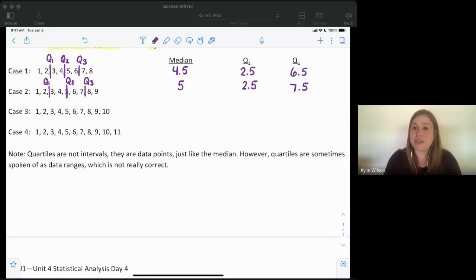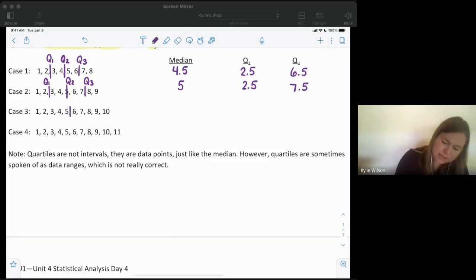Then for case 3, I have an even number of data points. So let's find our median. I start by verifying that everything is in lowest to greatest order, which it is. Now I find my median. Because I have that even number of data points, my median is not going to be a whole number. That's okay. So my median is right here between 5 and 6, so at 5.5.